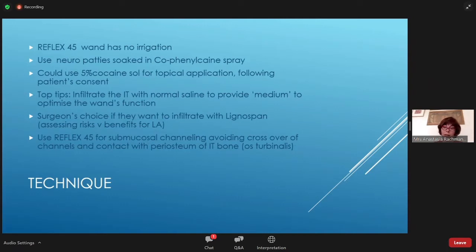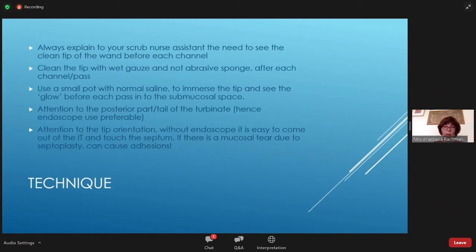So you enter the inferior turbinate from the anterior part, from the caudal end, and then you go in the full length, preferably check in with your endoscope where you are, but avoid crossing over and avoid touching the periosteum of the os turbinalis. If you touch the periosteum, your patient is complaining of a burning sensation. You have to have a very good scrub nurse to help you, particularly if you're doing this under local anesthetic.